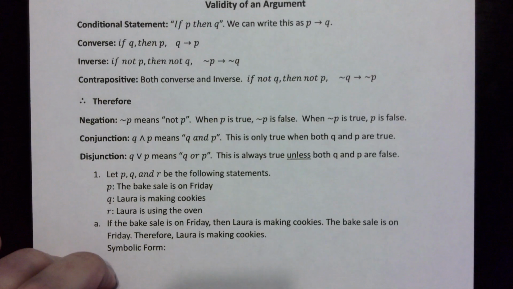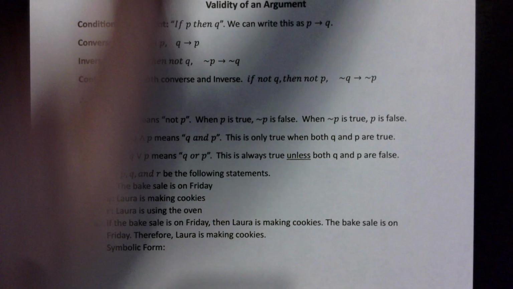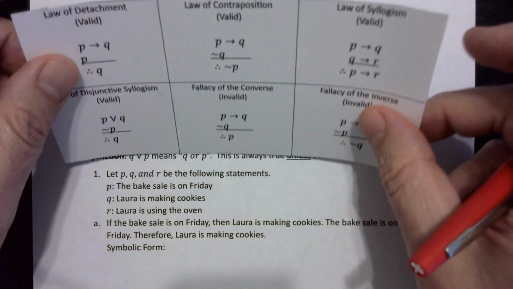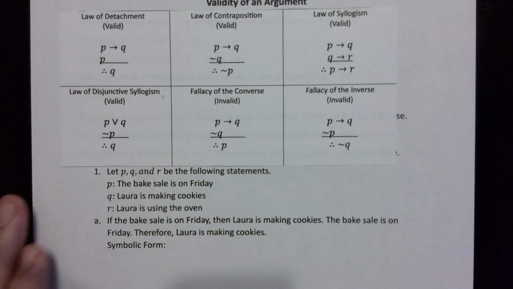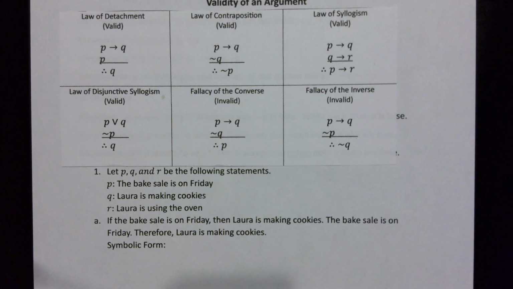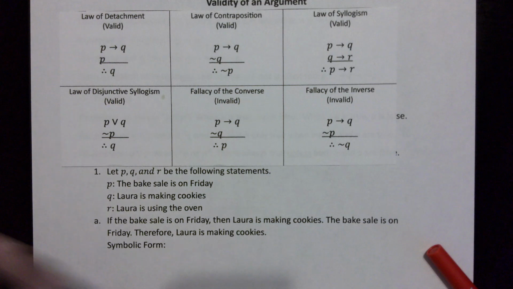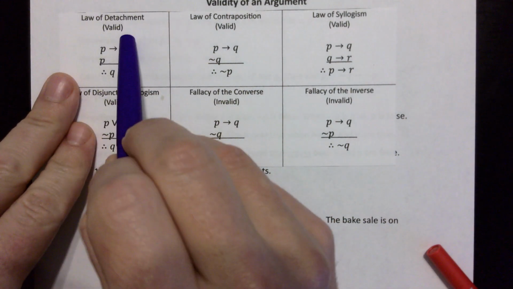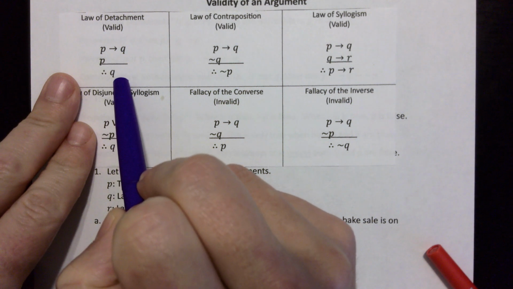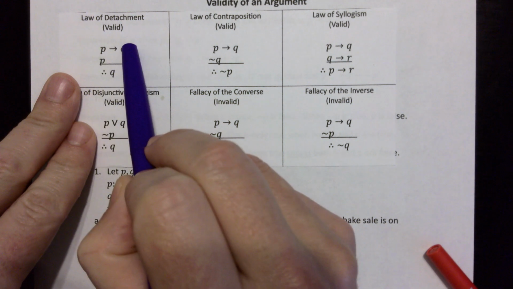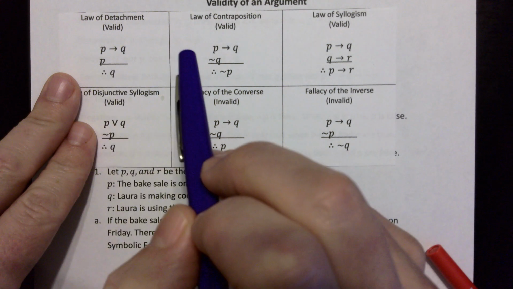So that's the background information going into this problem. Here are the rules that we are going to use to write in symbolic form and see if our argument is valid. We have six things here, four of which are valid, two of which are invalid. The law of detachment, which is valid, says if P then Q is true and P is true, then Q must be true. So given P is true, Q must be true.